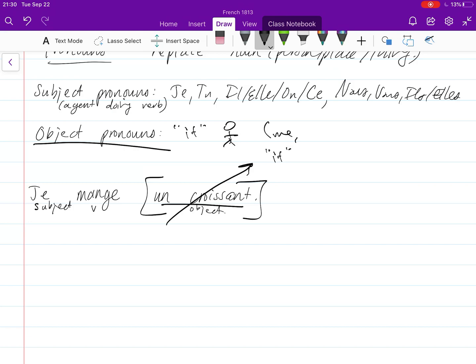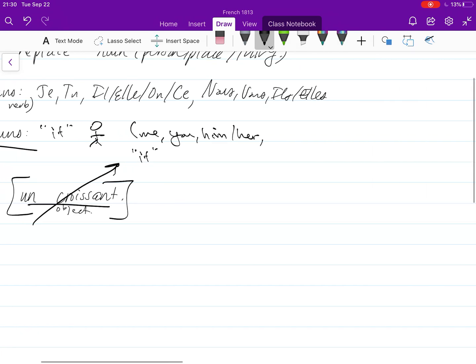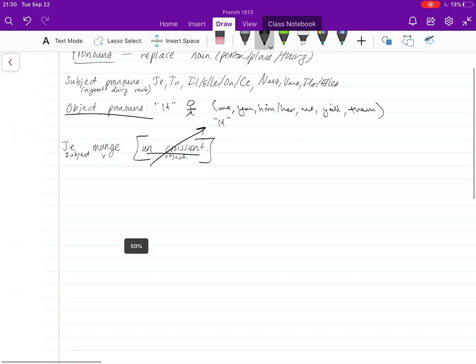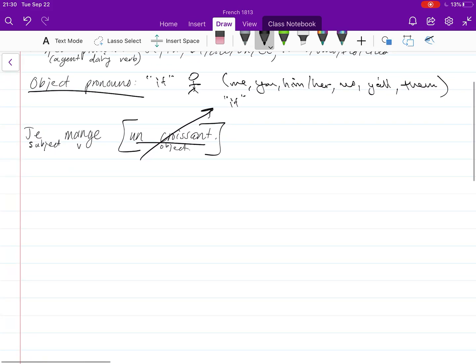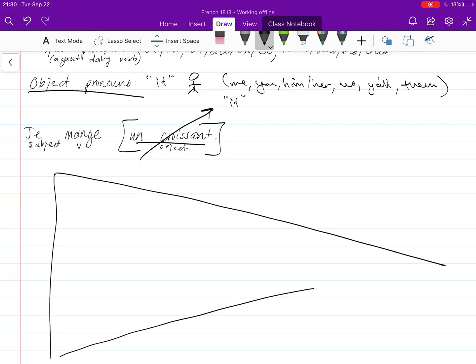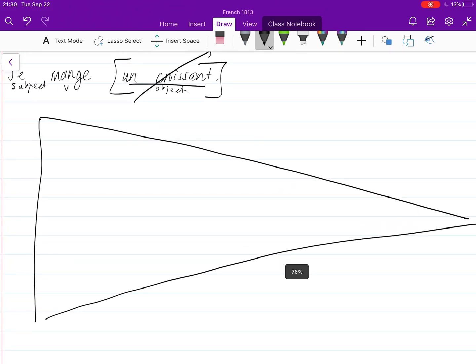Okay? Like me, you, sorry, not he or she, but him, her, us, y'all or you, and them. Okay, so those are as people. So when we're doing this as people, I'm going to kind of line this up as a big triangle. And as we get further on in the semester, you'll see why I'm doing the big triangle.